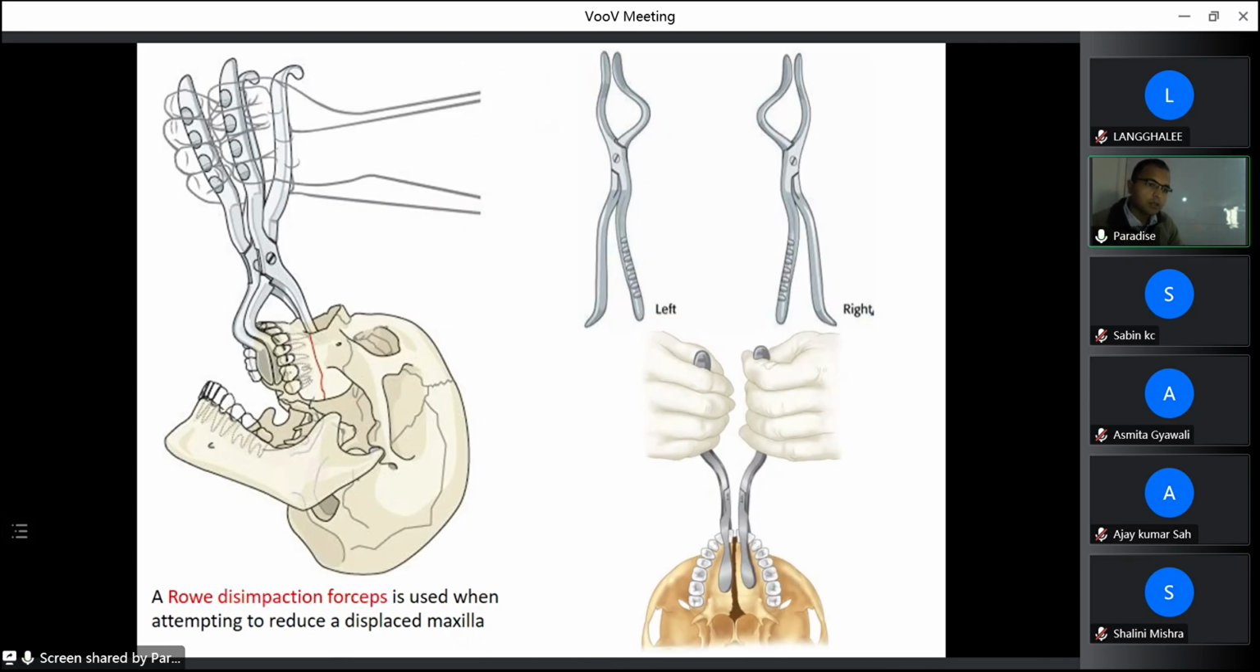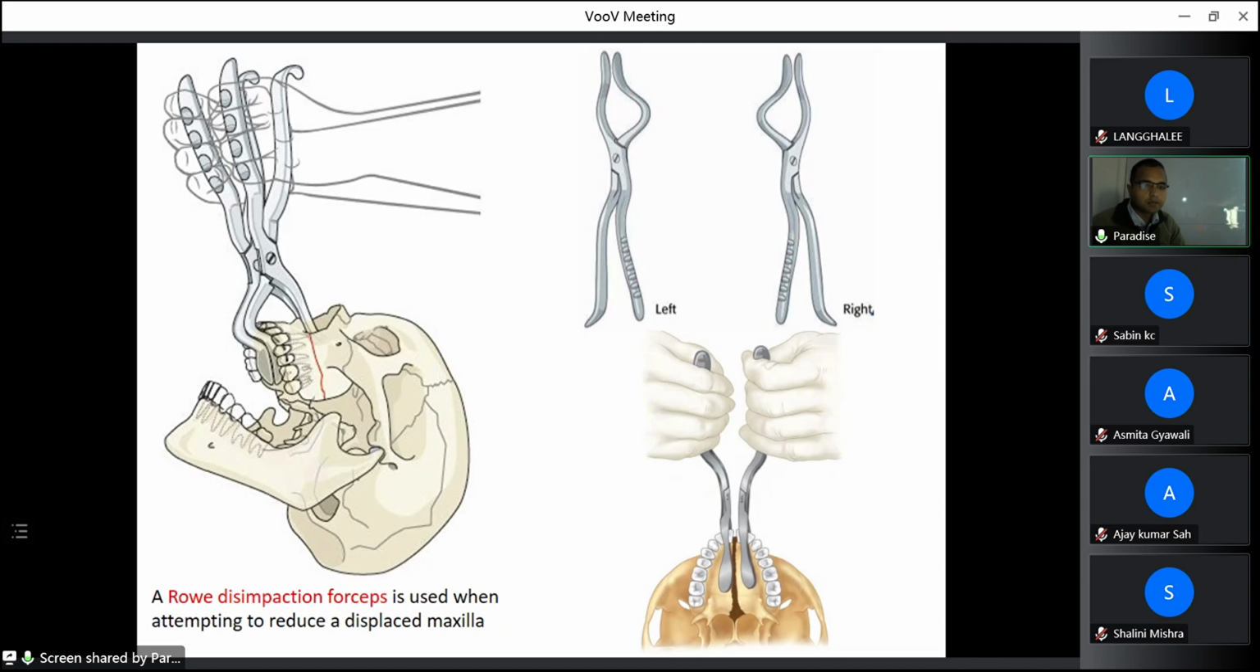Now the problem with Le Fort 1 fracture is that most of the time it is an impacted fracture. The fracture is present at the Le Fort 1 level, and the whole of the maxilla may be impacted into the midface. So in such cases, first we have to disimpact the maxilla. For disimpaction, Rose disimpaction forceps is used. It has been asked in the exam, what is Rose disimpaction forceps? Why is it used? Rose disimpaction forceps is used to disimpact the maxilla. The name itself suggests it is disimpaction forceps.